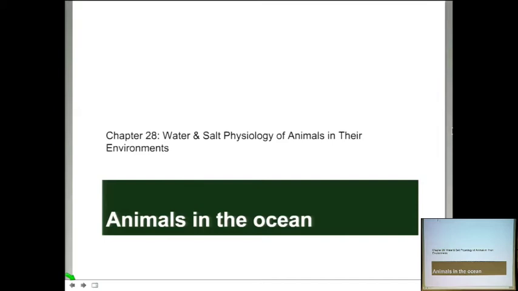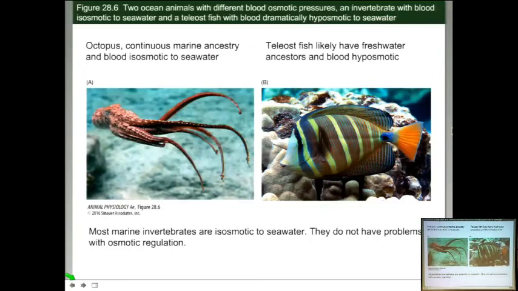Now, if we look to marine animals in the ocean, we have two examples to begin with, to contrast. One is the octopus. The octopus is a cephalopod, and octopi have been in the marine water continuously. So they have an unbroken evolutionary history in salt water. And their blood tends to be isosmotic to seawater, so it's going to be between 900 and 1,000 or so milliosmoles.